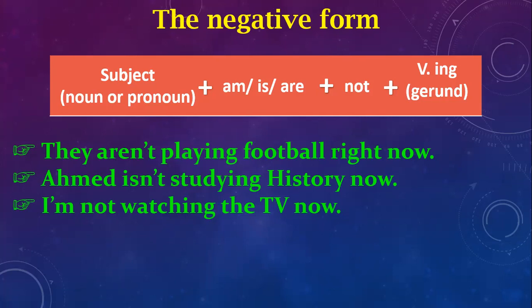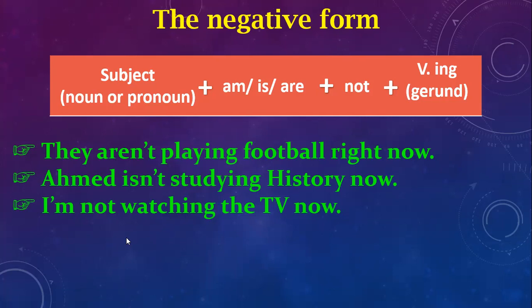And the negative form, because we already have an auxiliary verb, we just add not after the auxiliary verb. So they aren't playing football. The next example, if I put it in the affirmative form, it will be Ahmed is studying history. And the negative form, Ahmed isn't studying history now. Okay, Sarah?